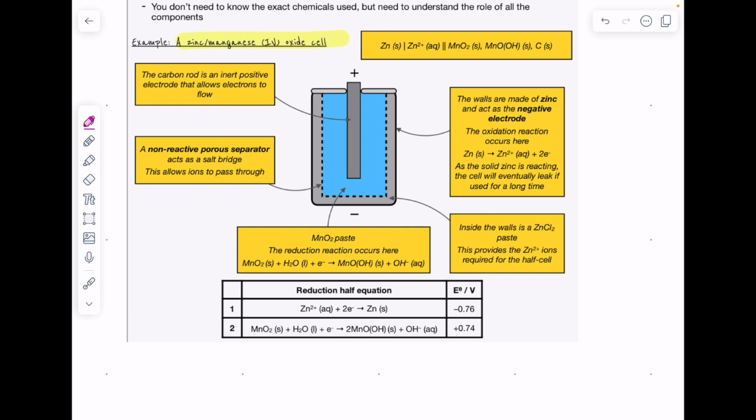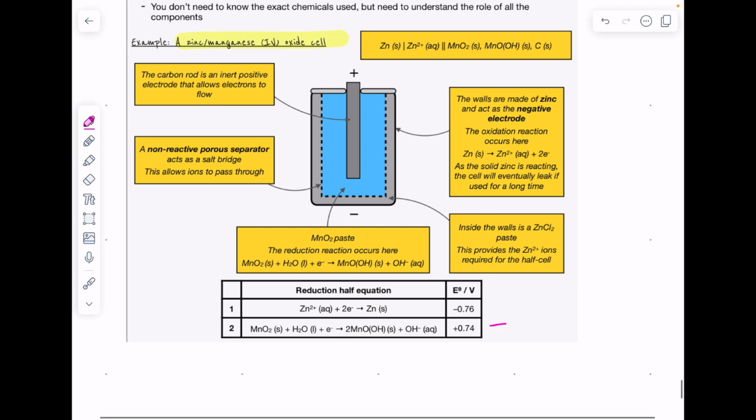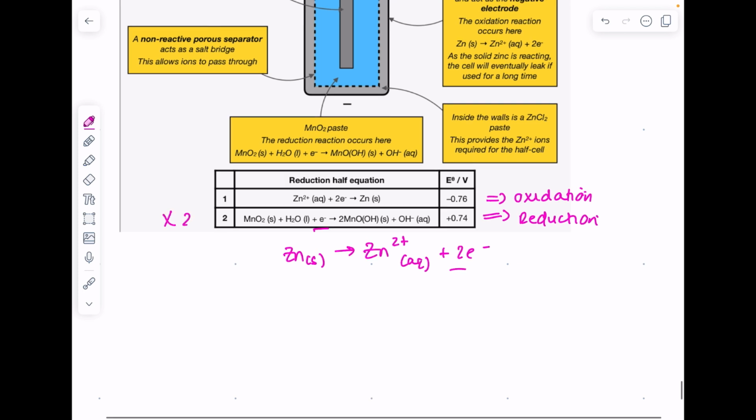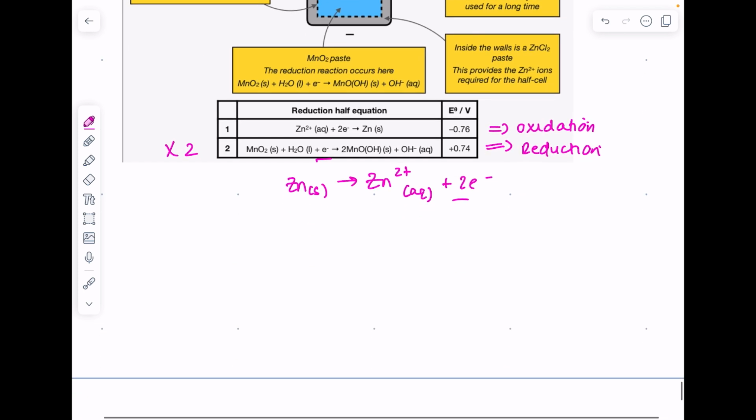Because this is the more positive E theta value, remember that means that reduction is going to take place. So we keep that equation running left to right. The more negative E theta value is our oxidation reaction, so we know we're going to need to reverse that equation in order to show the loss of electrons. So I'll do that right now. Let's balance these electrons. I need to multiply this equation by 2 before adding them together.